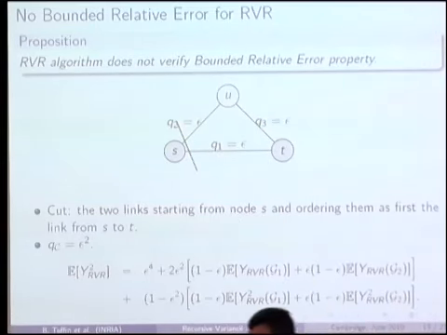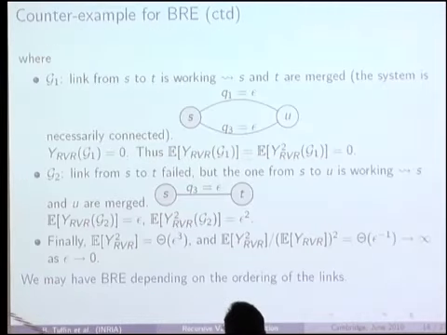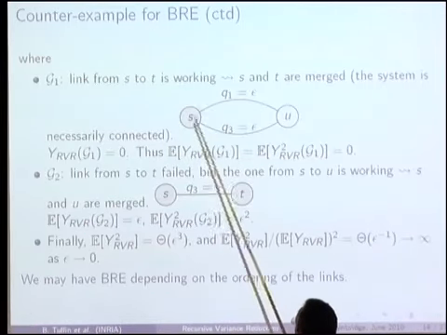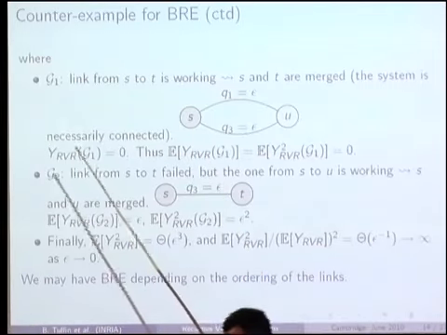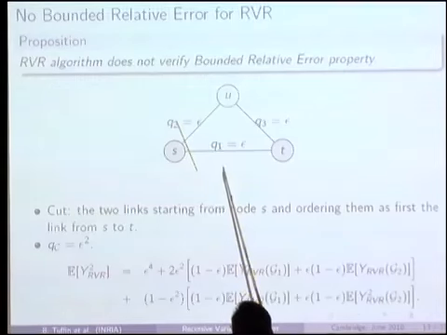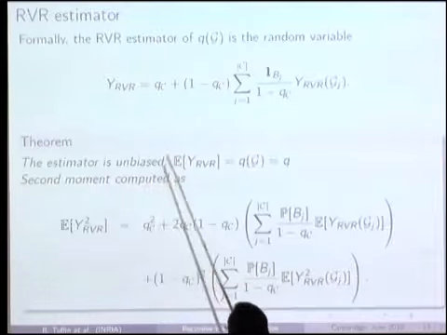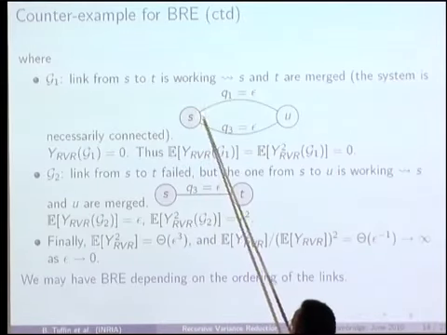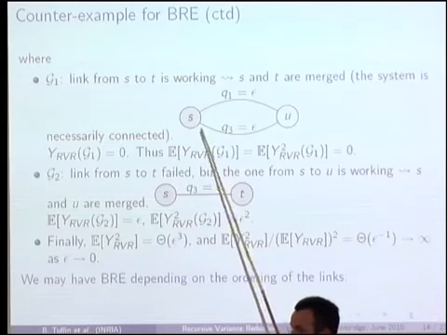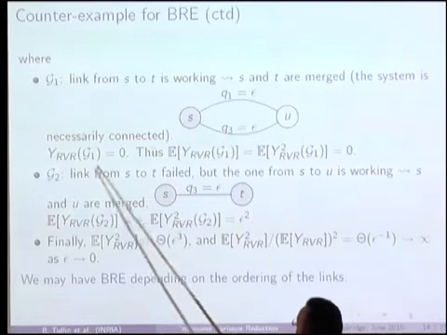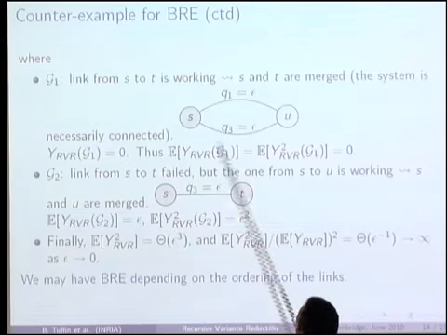Okay. So if we just contract the graph for G1, so this one is working, we just contract S and T. So in this case, S and T are in the same node, so they are always connected. So the unreliability is 0, and the second moment is also 0.